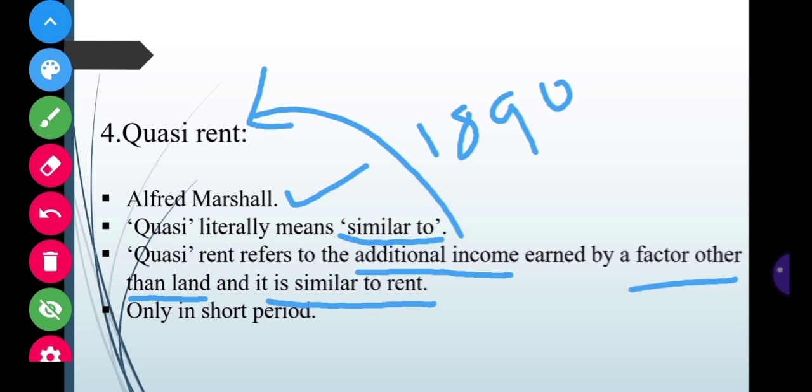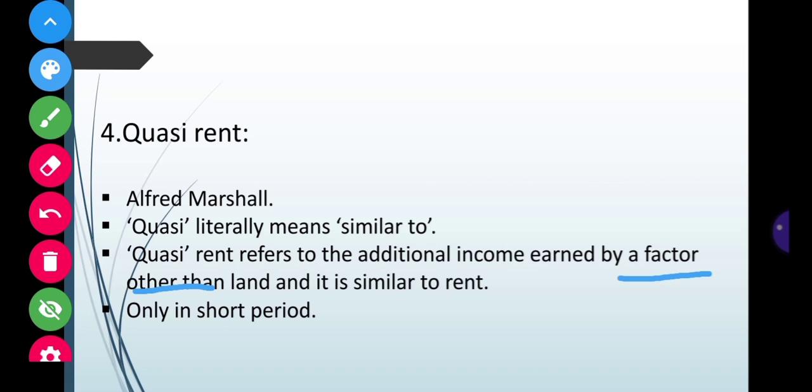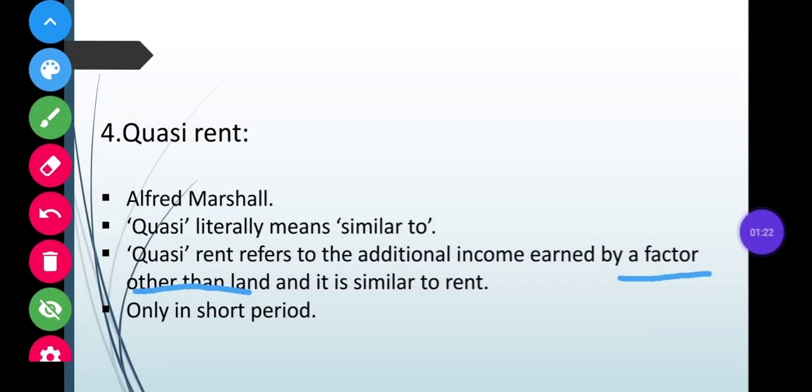Factors other than land means what? There are some factors which are involved in the production process. Those factors are called man-made factors. For example, machines are there. Next, the buildings are also there. These are called the man-made factors. The income earned by these factors is called Quasi rent, which is similar to the rent only.